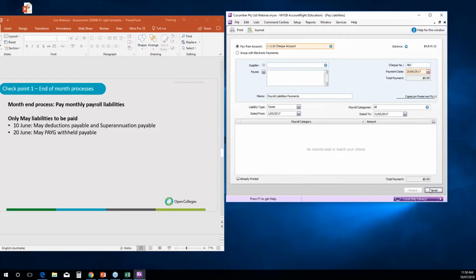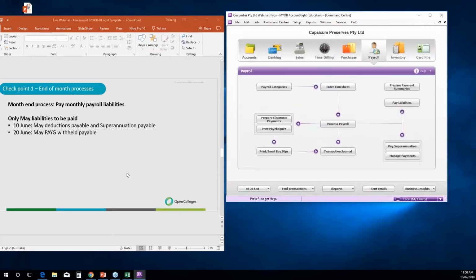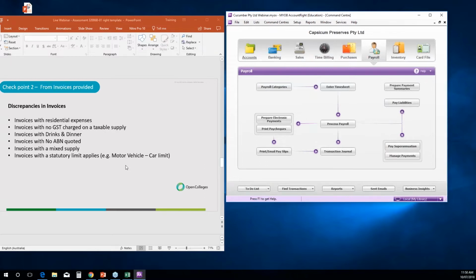Done. Simple. And I will cancel. But remember, you will have to process all of them, right? Okay. Checkpoint number 2, from the invoices provided.